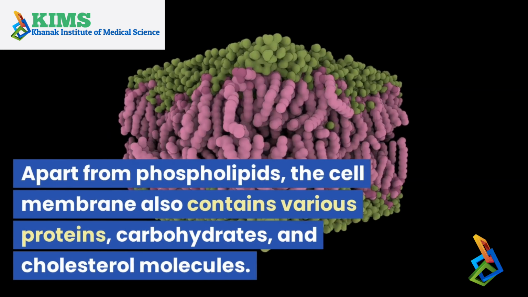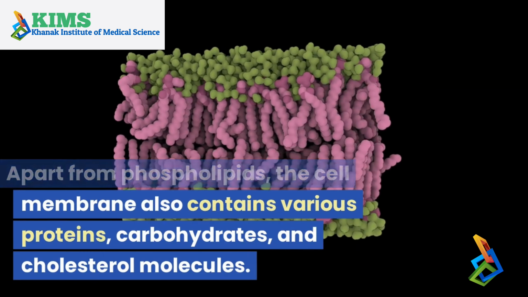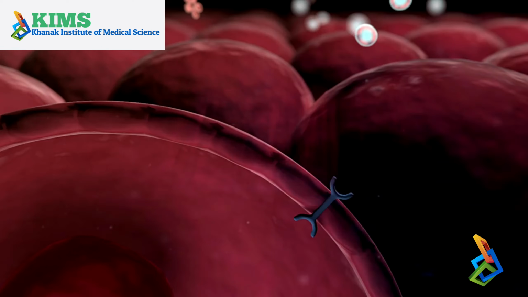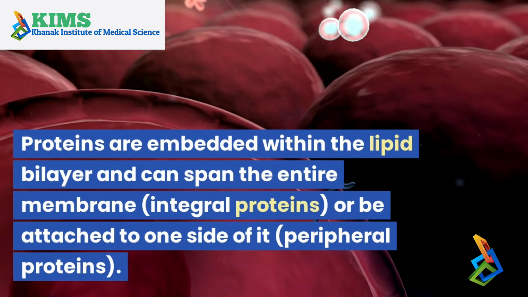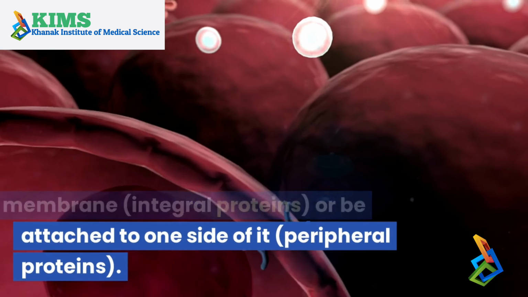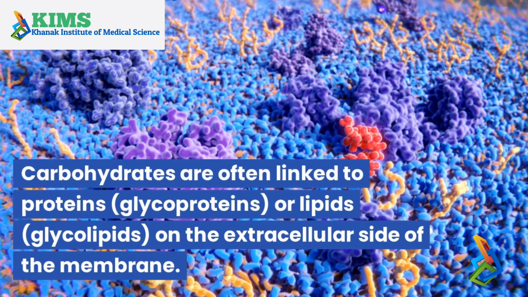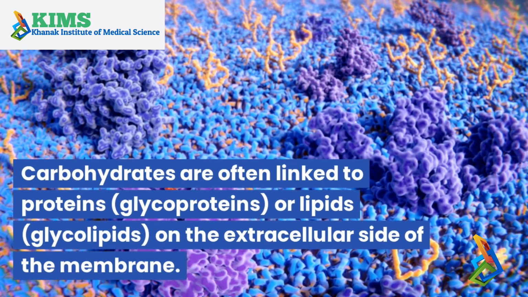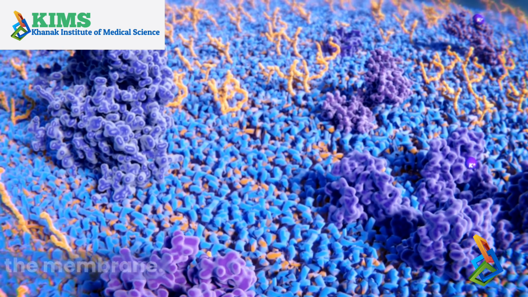Apart from phospholipids, the cell membrane also contains various proteins, carbohydrates, and cholesterol molecules. Proteins are embedded within the lipid bilayer and can span the entire membrane, integral proteins, or be attached to one side of it, peripheral proteins. Carbohydrates are often linked to proteins, glycoproteins, or lipids, glycolipids, on the extracellular side of the membrane.